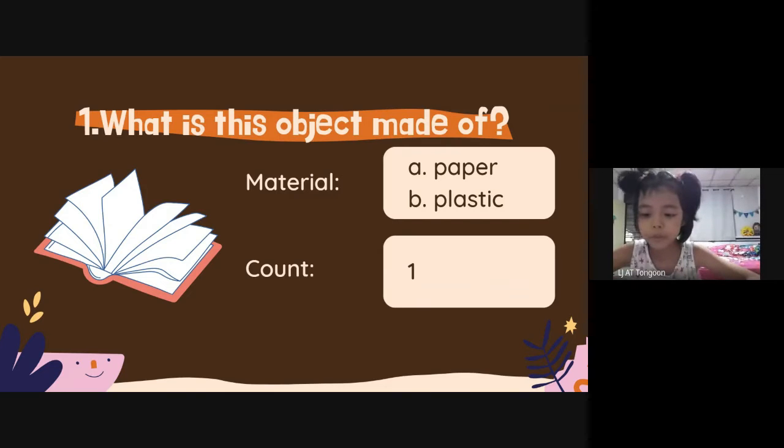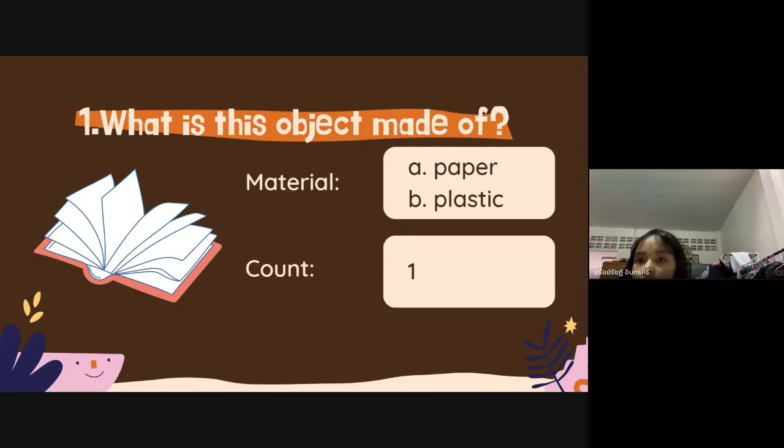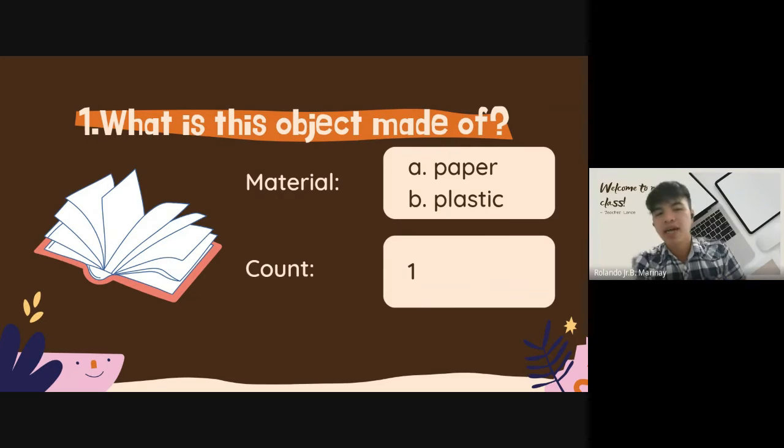Oh, you're finished. Okay, so that's number 1. The book is made of A, paper, or B, plastic. The answer here is paper.